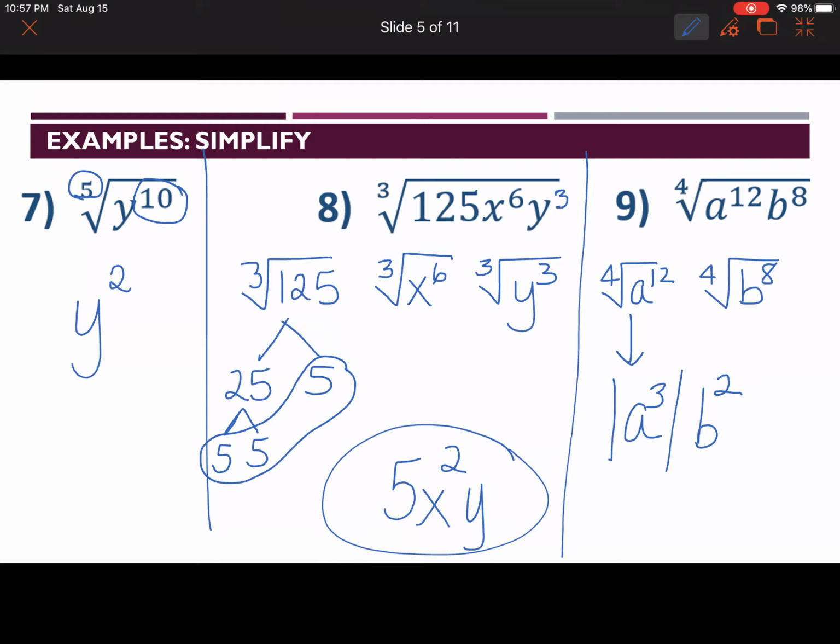So you could write it this way. You could also flip it the other direction. Okay, just make sure that I can tell which variable is in absolute value. So it's definitely the a and not b.